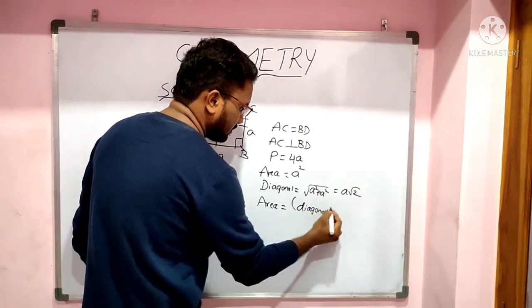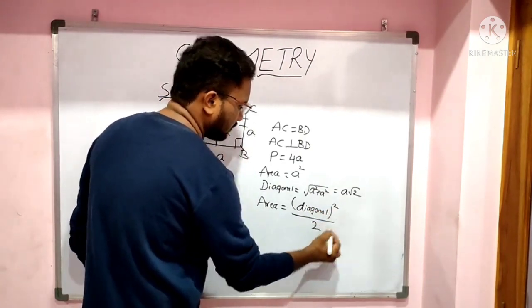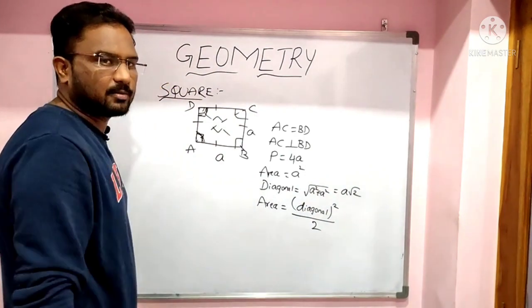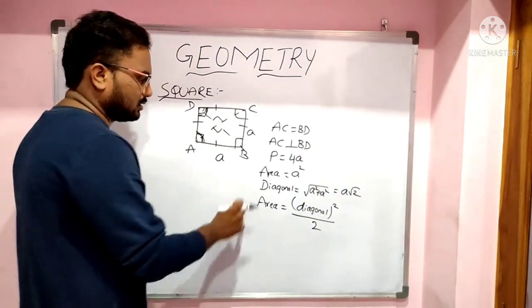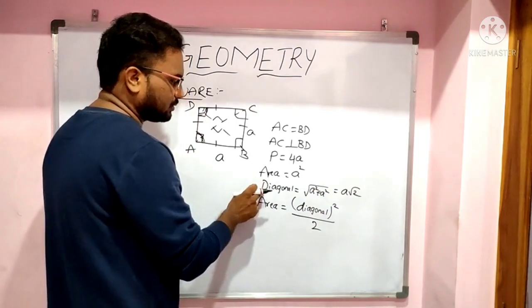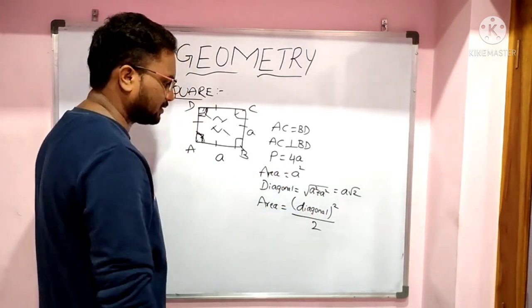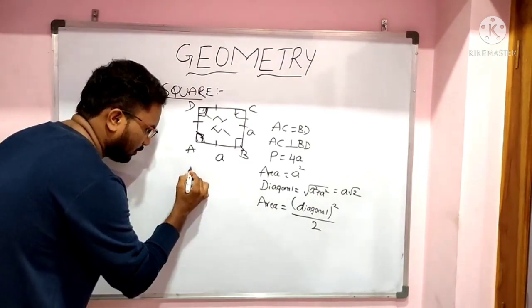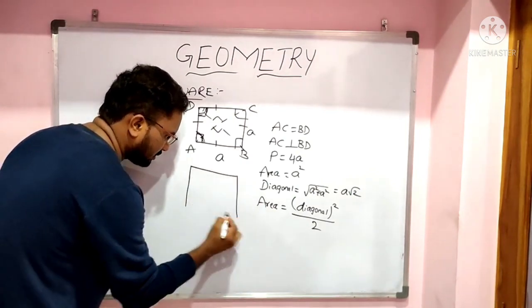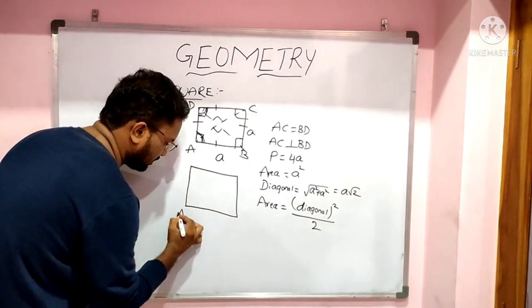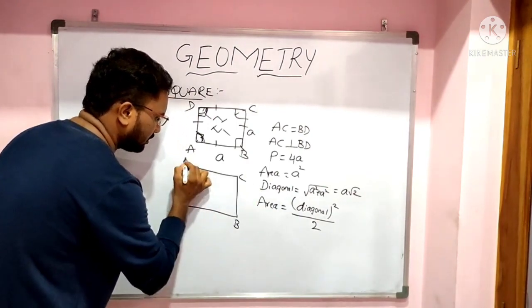Diagonal square by 2. Okay, diagonal by A equal to diagonal by root 2. So area equal to A square, diagonal square by 2. Okay, and in a square, if the midpoints are joined, let us take this is A, B, C, and D.